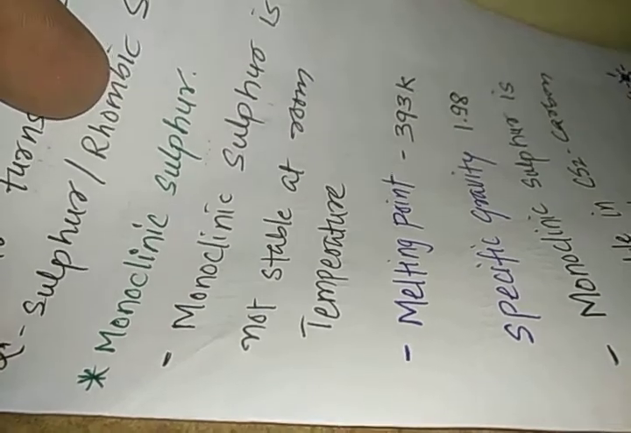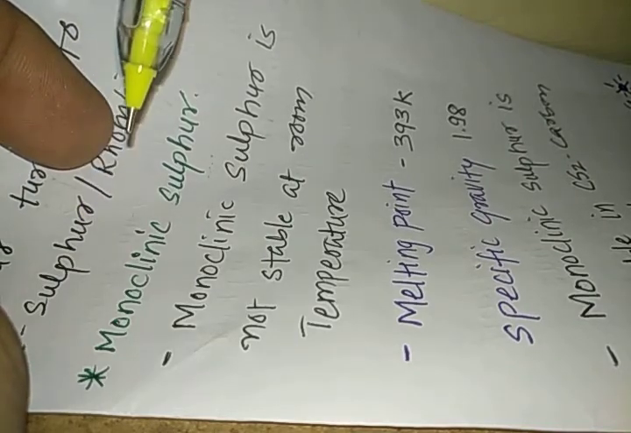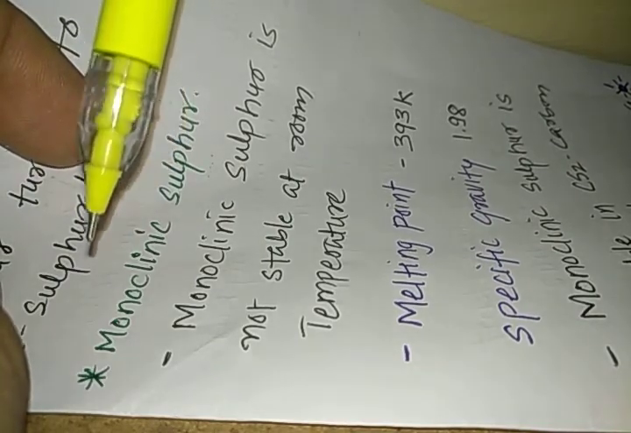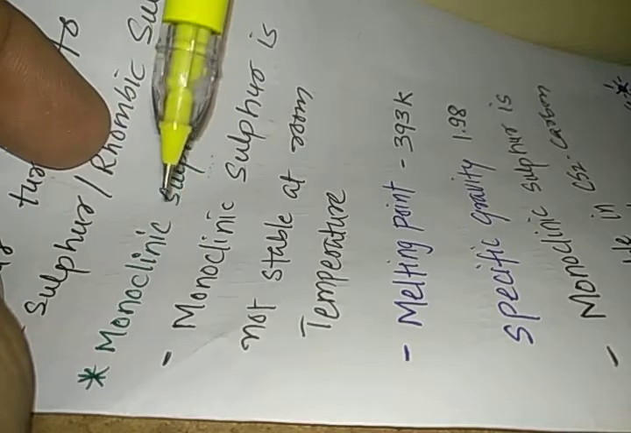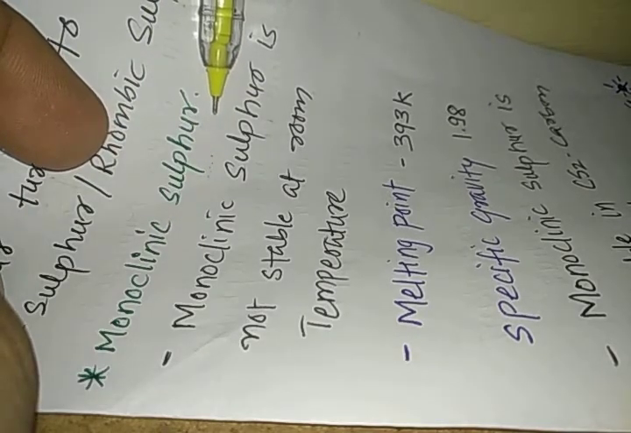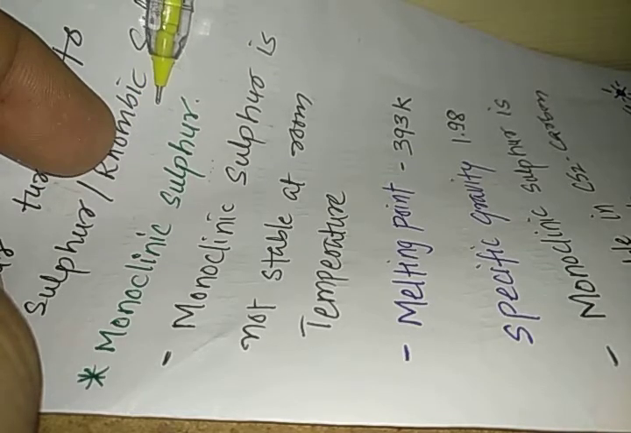Hello dear students. In the last video we have studied about the rhombic sulfur. Now let us study about the monoclinic sulfur. Monoclinic sulfur is prepared from the rhombic sulfur itself. So now we'll look at the properties of monoclinic sulfur.